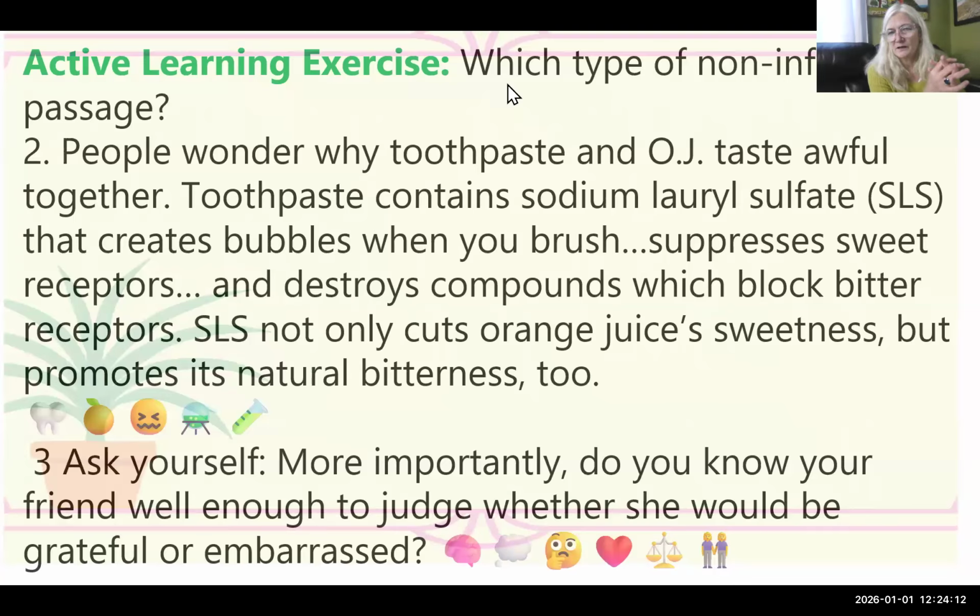People wonder why toothpaste and OJ taste bad together. Well, toothpaste contains sodium lauryl sulfate. That creates bubbles when you brush and suppresses sweet receptors and destroys compounds which block bitter receptors. SLS not only cuts orange juice's sweetness, but promotes its natural bitterness too. Here's another one. Which type of non-inferential passage? Ask yourself, more importantly, do you know your friend well enough to judge whether she would be grateful or embarrassed?